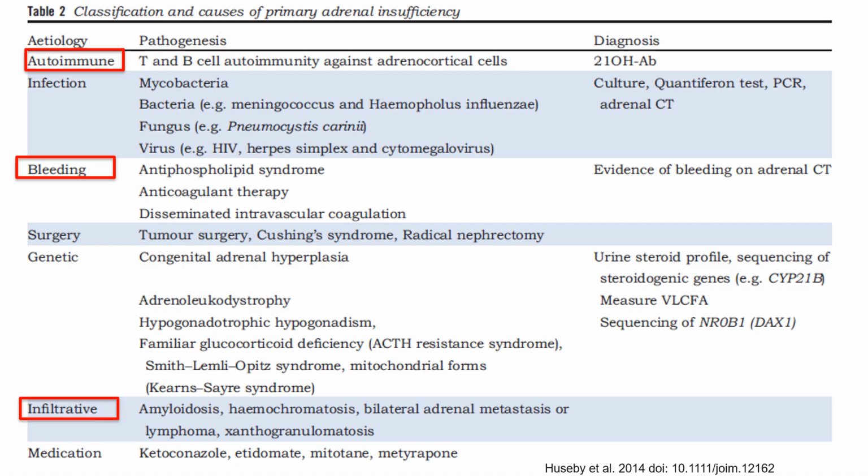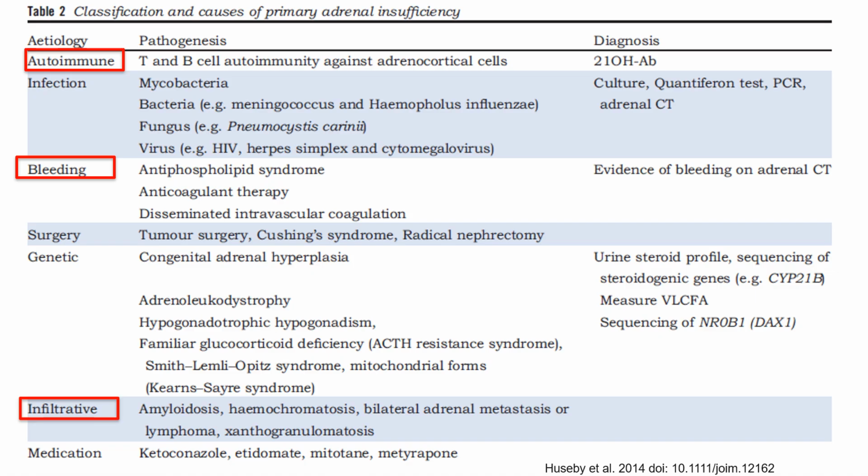So what are some of the causes of primary adrenal insufficiency? Well, the most common cause is autoimmune. So patients have T and B cell destruction of the adrenal cortex. Those patients have elevated 21-hydroxylase antibodies. Another fairly common cause is bleeding, but it has to be bilateral hemorrhage of the adrenal glands. That's generally evident on imaging. That can be seen in patients who have anticoagulation therapy or patients who have antiphospholipid syndrome.